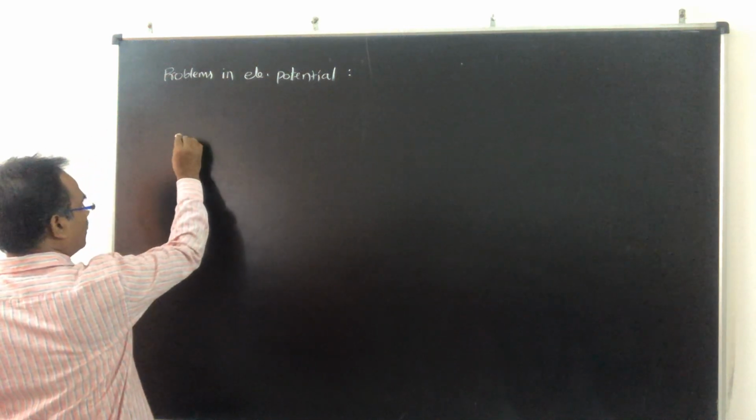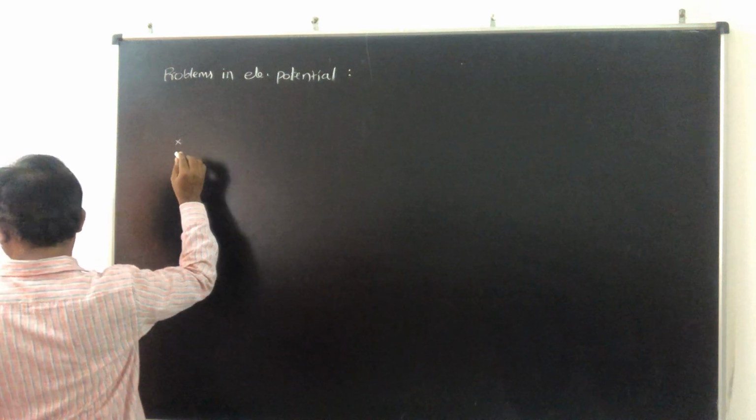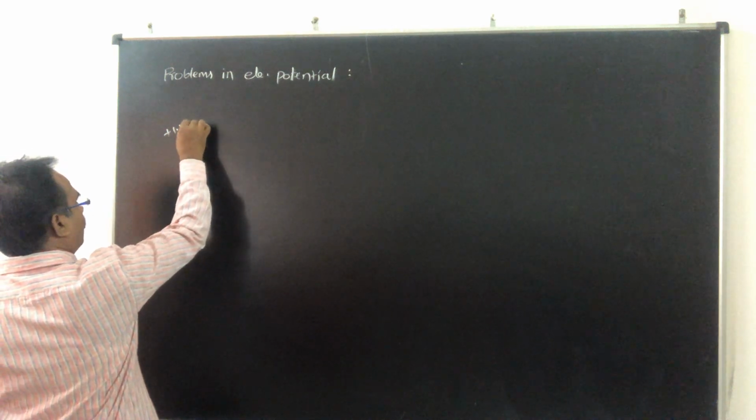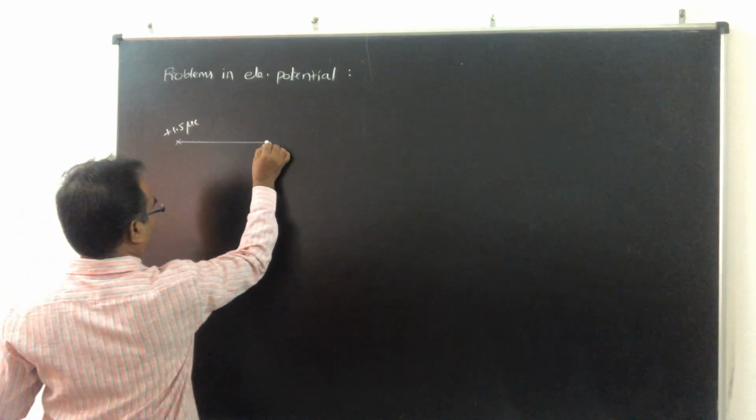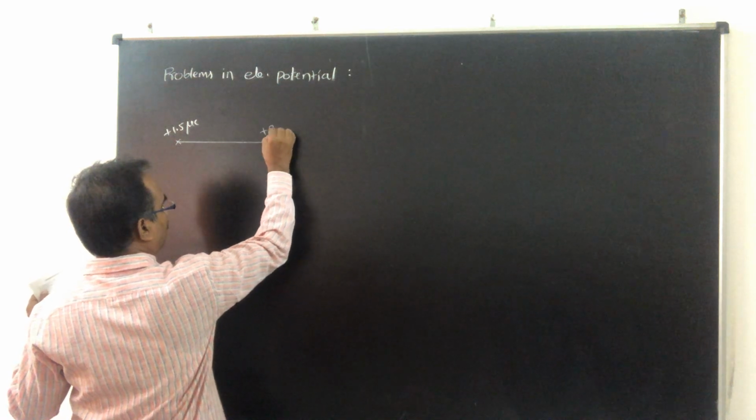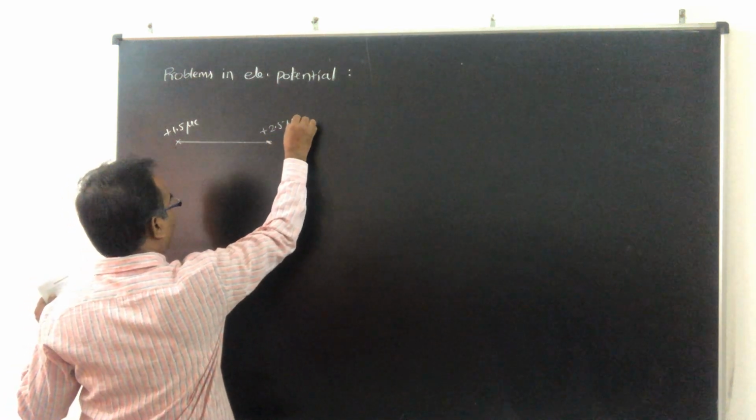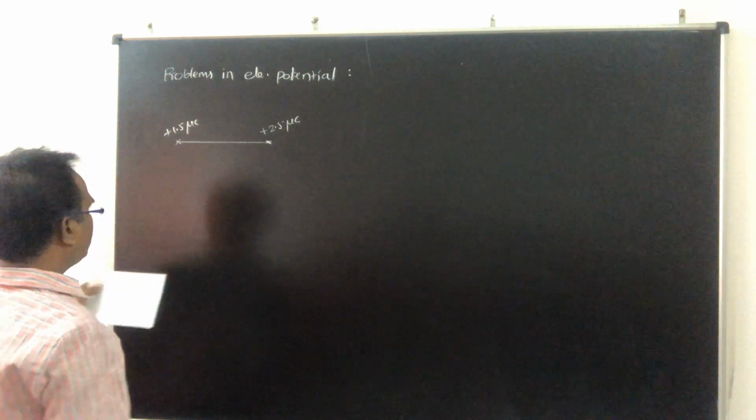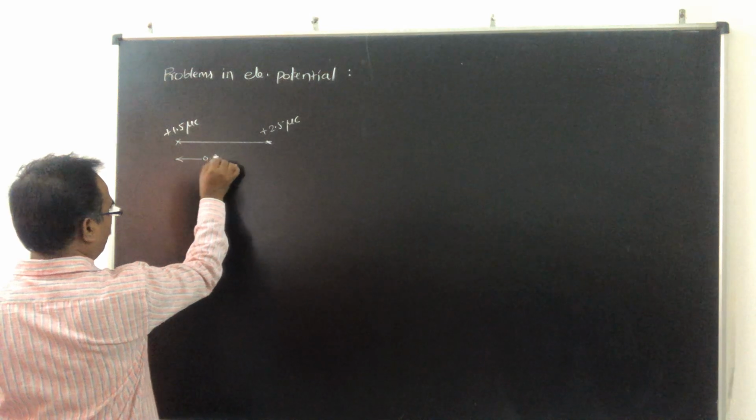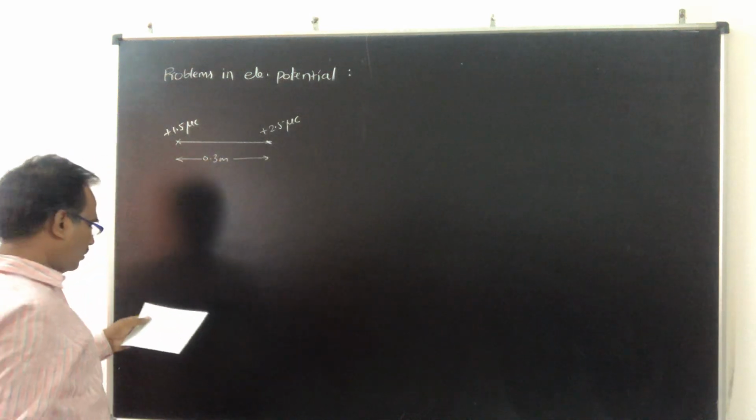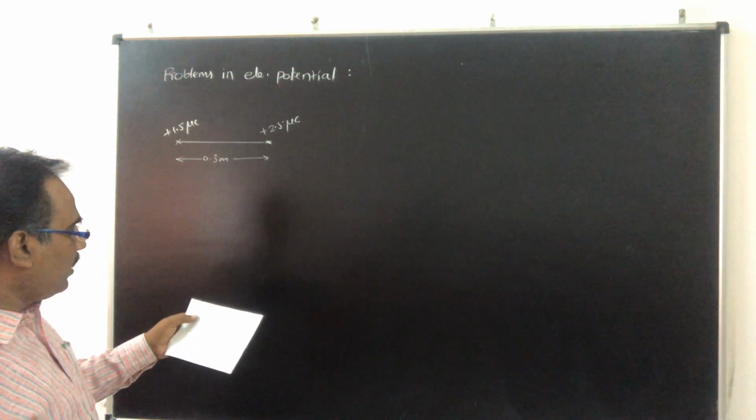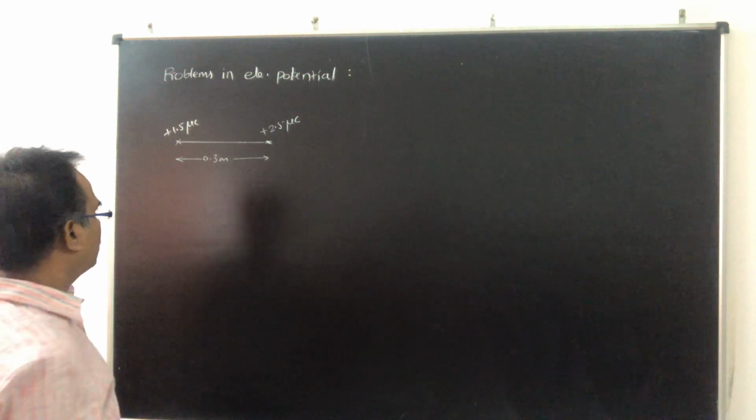Here this is one tiny sphere which acts like a point charge of plus 1.5 microcoulomb. Here there is another tiny sphere which acts like a point charge of plus 2.5 microcoulomb. It is given that these two are separated by 30 centimeter. That means 0.3 meter. So in the first part of the problem, you are asked to find electric potential at the midpoint on the line joining the two charges.